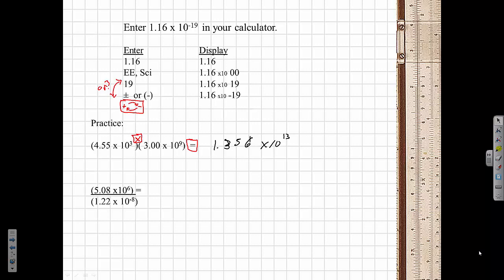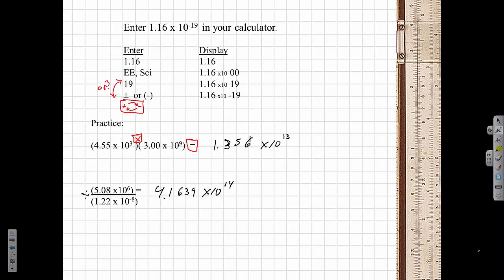Similarly here, we enter the first number, 5.08 times 10 to the 6th. Press the division symbol. This fraction bar is our division symbol. Divided by 1.22 times 10 to the negative 8. And we should get 4.1639 times 10 to the 14th.